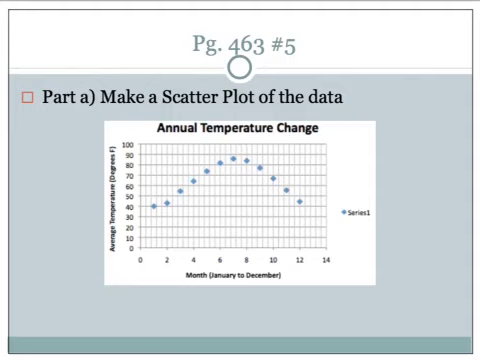Our question was called Annual Temperature Change. The table gives the average monthly temperature in Montgomery County, Maryland. Part A was to make a scatter plot of the data.